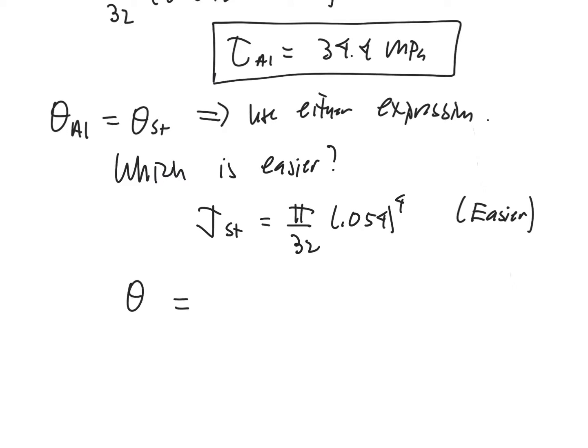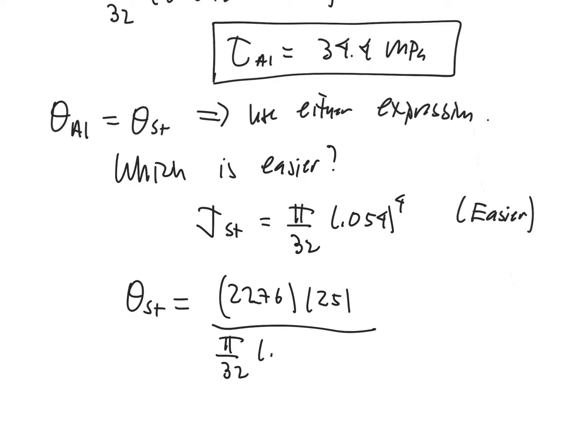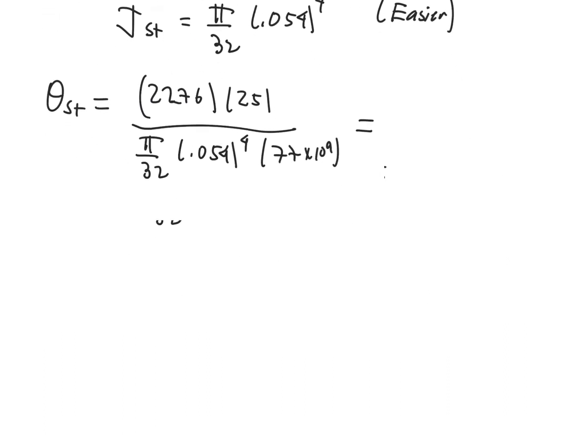So the theta in the steel is going to be its value of torque, that's 2276, times the length, 25 meters, divided by pi over 32 times 0.054 to the fourth. And then we have its value of G, 77 times 10 to the ninth. And we get a value, and I'm going to say dot, dot, dot, that's going to come out in radians. And we're going to do a calculation. It's going to be equal to 50.7 degrees.